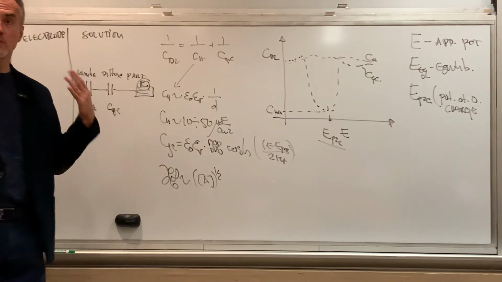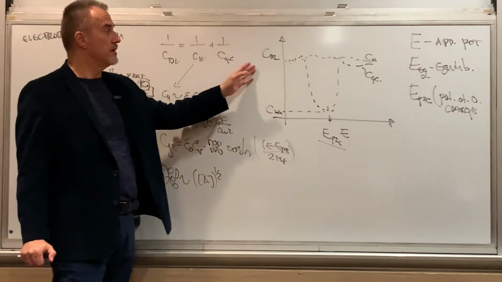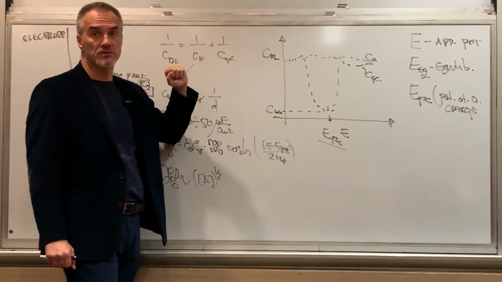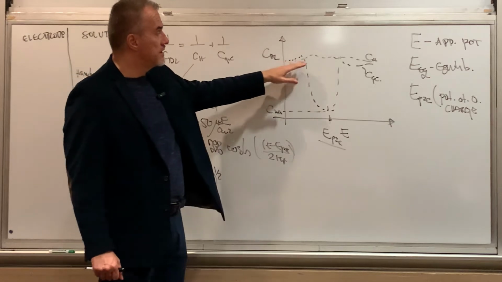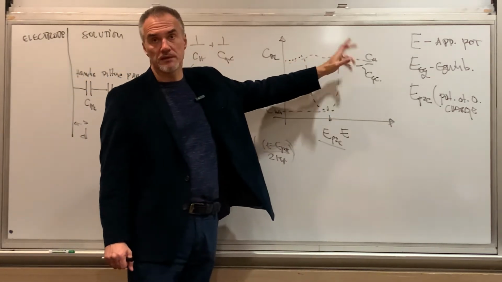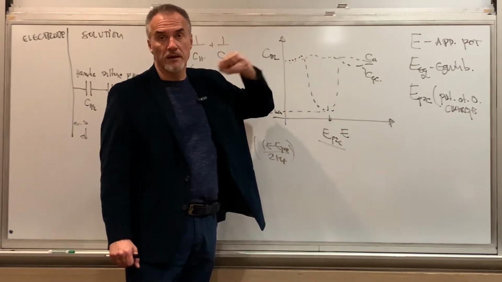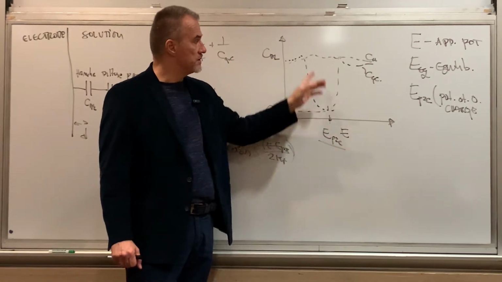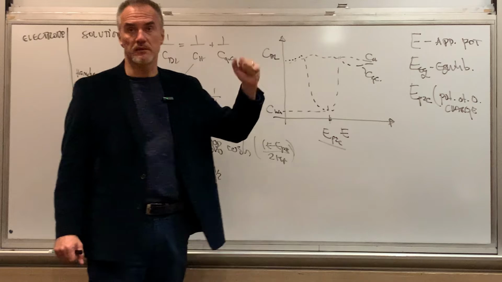And so if you would want to do the double layer measurement of this type of electrolyte to figure out where the potential of zero charge is, good luck. You're not going to see anything, because the Helmholtz layer determines how the double layer capacitance looks with respect to the potential, which is independent, right?